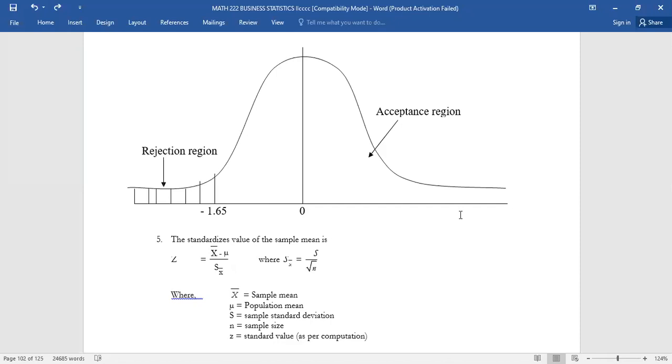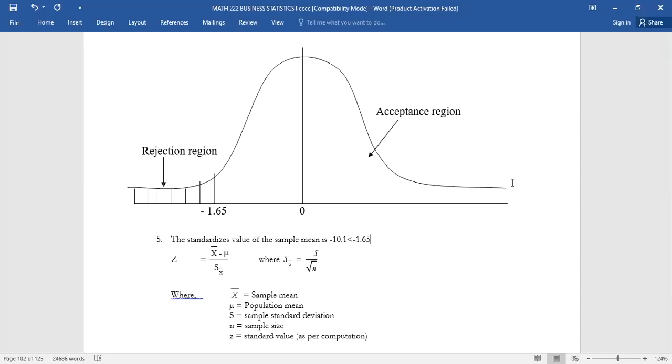The answer is negative 10.1. Yeah, negative 10.1 it is. So that's our answer. So are we accepting or rejecting? We are saying negative 10.1 is less than what we are testing, which was negative 1.65, isn't it? That's why we are talking of this rejection zone. Are you seeing my rejection zone? Anything above negative 1.65 would have been acceptable.